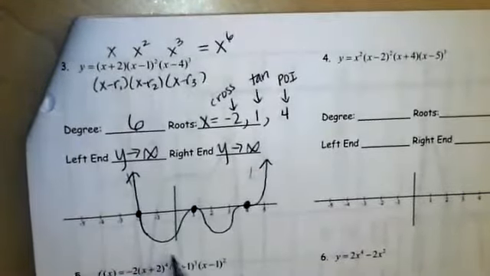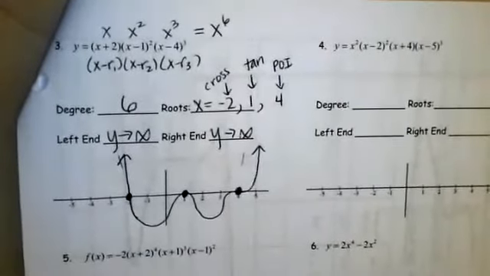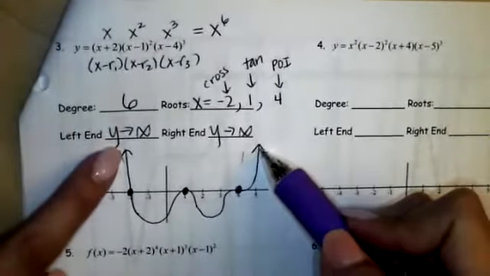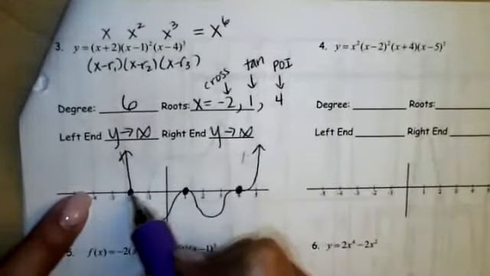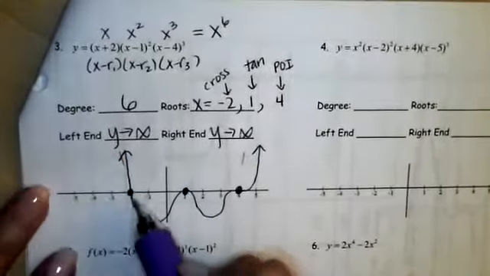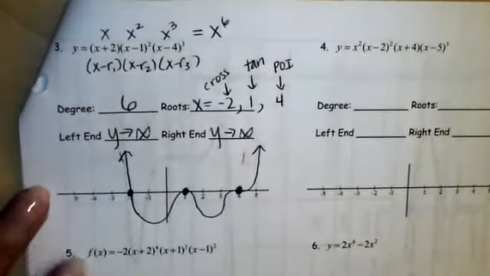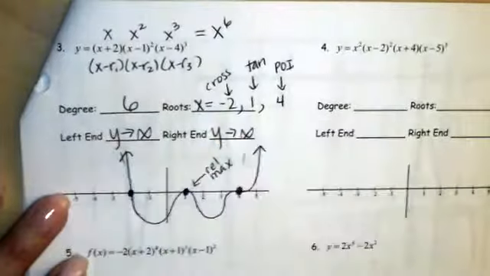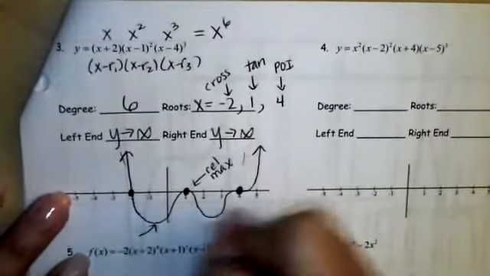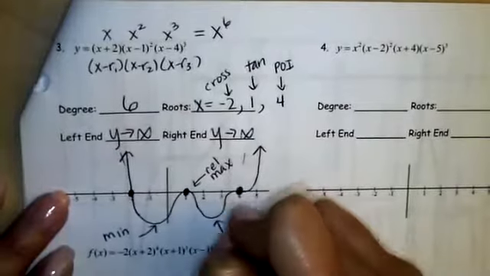When we are grading these, we are not going to be checking to see how far up or how far down you go. We are going to check that the end behavior is correct, the roots are in the correct location, and what's happening at the root is correct. So it is a cross right here, it's a tangent right there, and it is a POI right there. This right here is a relative max. And then these two are either absolute mins or relative mins.